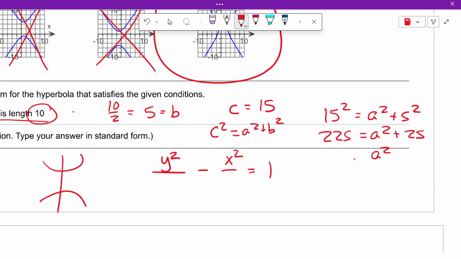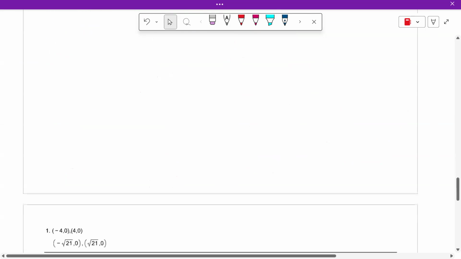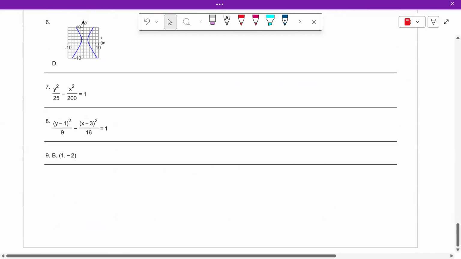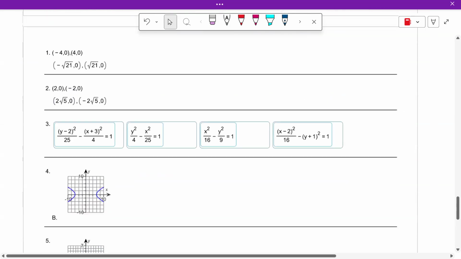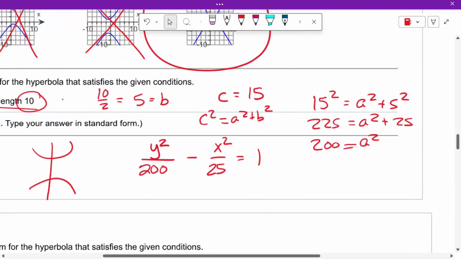So a squared is going to equal 200, and all we need is what a squared equals. 200 there, and then 5 squared, which is 25 there. Now I'm going to check my answer just to make sure I told you right. 25 and 200. So I got them backwards. Oh, let me see.